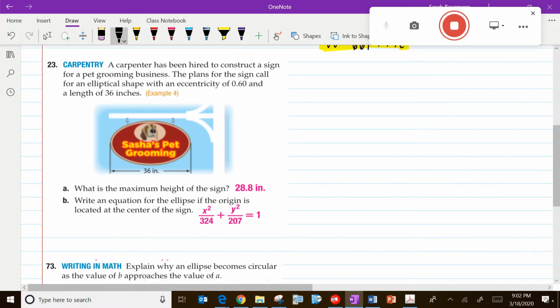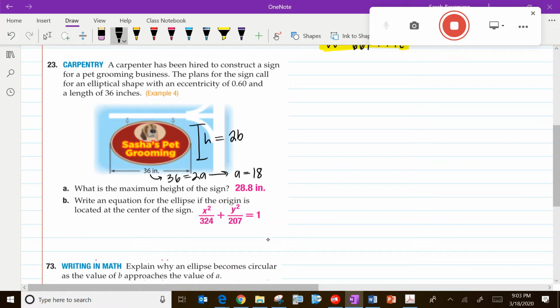So it says a carpenter has been hired to construct a sign for a pet grooming business. The plans for the sign call for an elliptical shape with an eccentricity of 0.6 and a length of 36 inches. What's the maximum height of the sign? So the height is the minor axis. It's equal to 2 times b. The major axis is equal to 36. That means 36 is equal to 2 times a. Therefore, a is equal to 18.